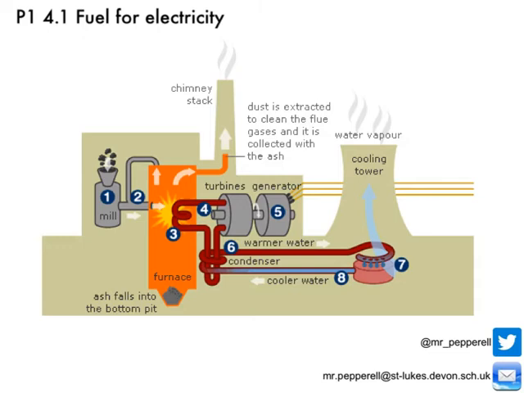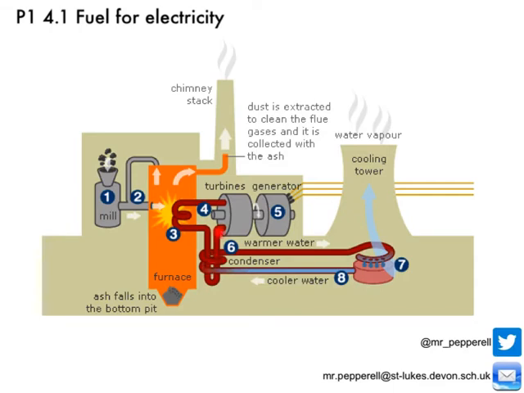Now, we're going to cover electromagnetic induction in a lot of detail in P3, but we don't need to worry about it now. We just need to understand that that's what's converting the kinetic energy into electrical energy. And this electricity is then transmitted to our homes along these wires via the system of wires that we call the national grid.